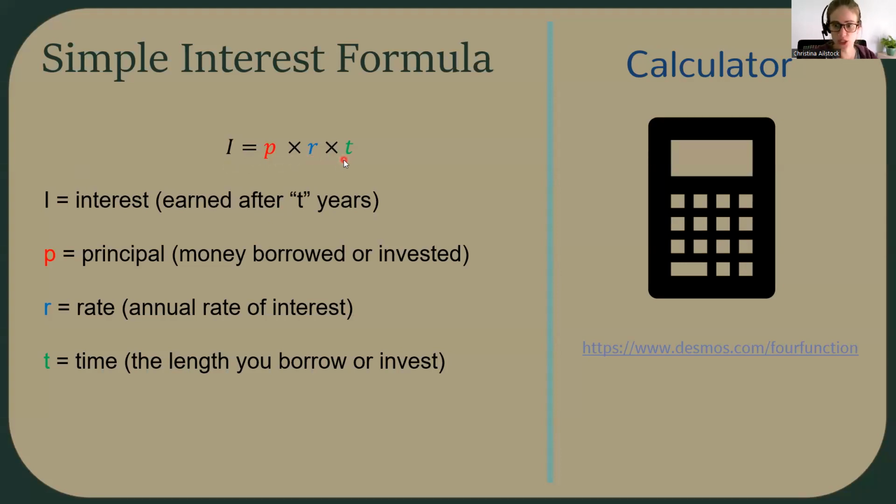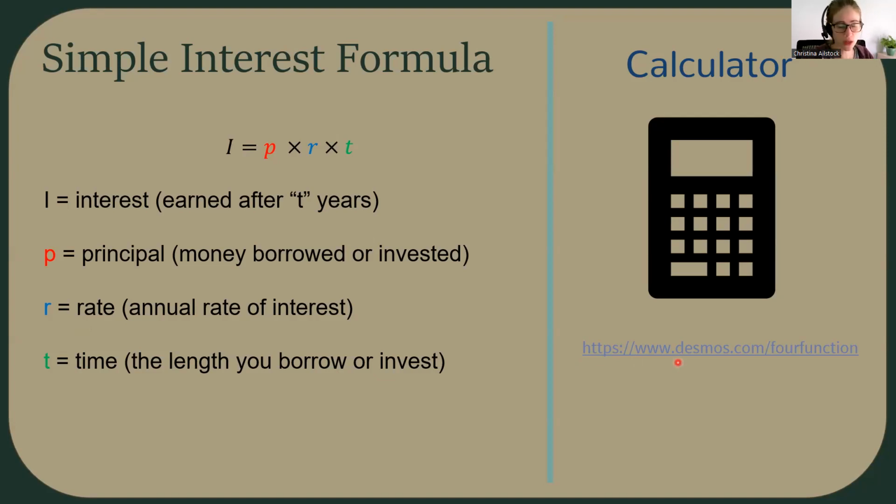And I have color coded this to try to help you match things up. So we can see our definitions are below. The interest is always what amount of money is earned after a certain amount of time. Principal, that is the money that you've borrowed or the money you've invested. And then R is the interest rate, and T is the amount of time that you borrow it for. When you're working on this, you do have permission to use a calculator.